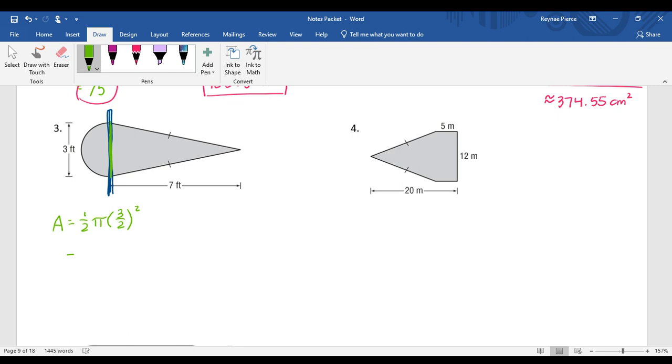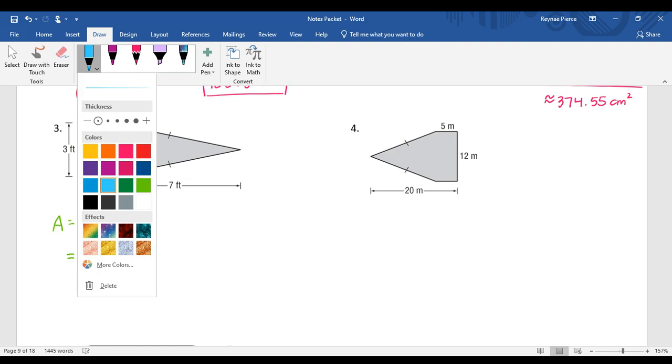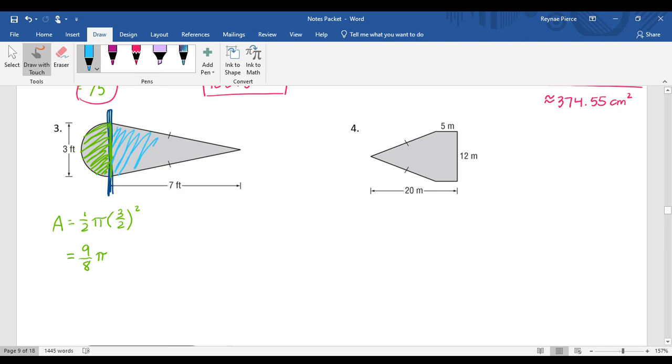Okay, so the area of the semicircle over here on the left, top of that snow cone, is 9/8 pi. Okay, the triangle over here, though, on the right, area of a triangle is 1/2 base times height. Again, the base of that triangle is 3, the height of the triangle is 7. So the area here is 10.5 square feet.